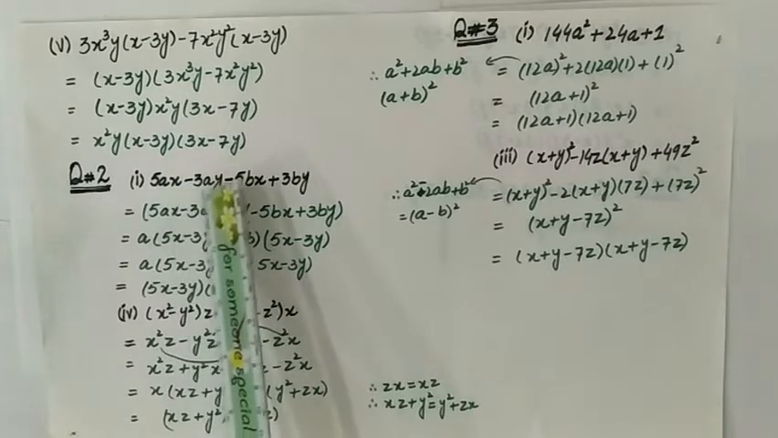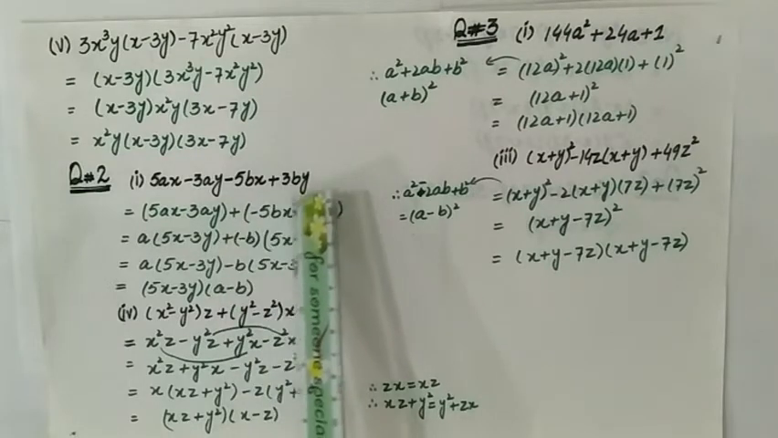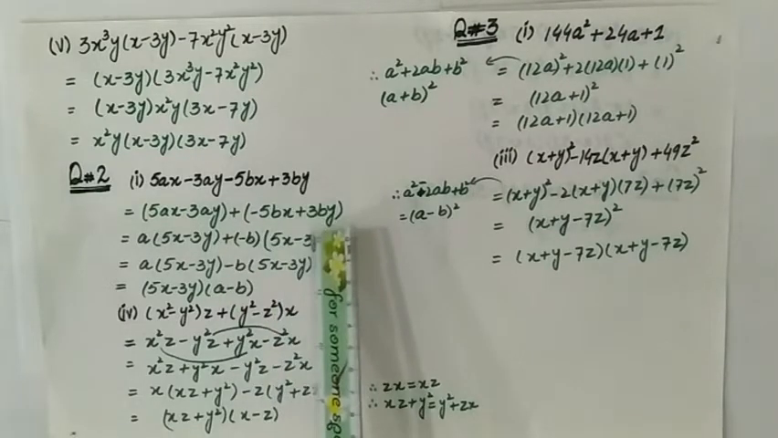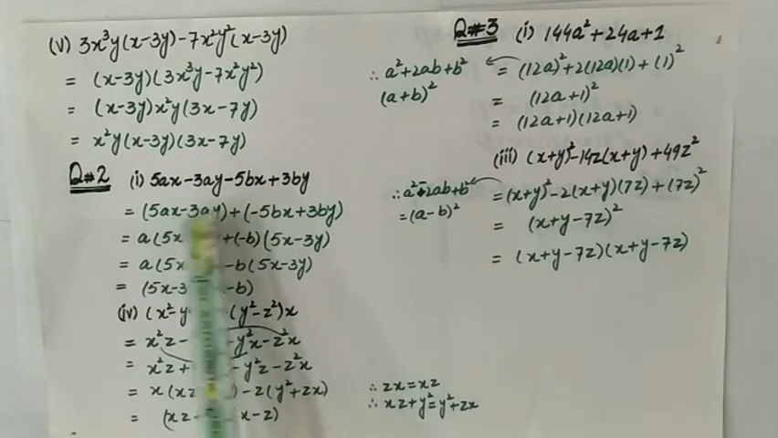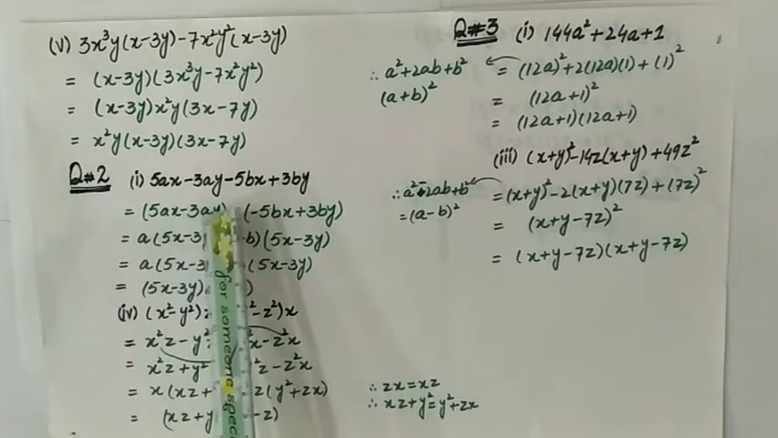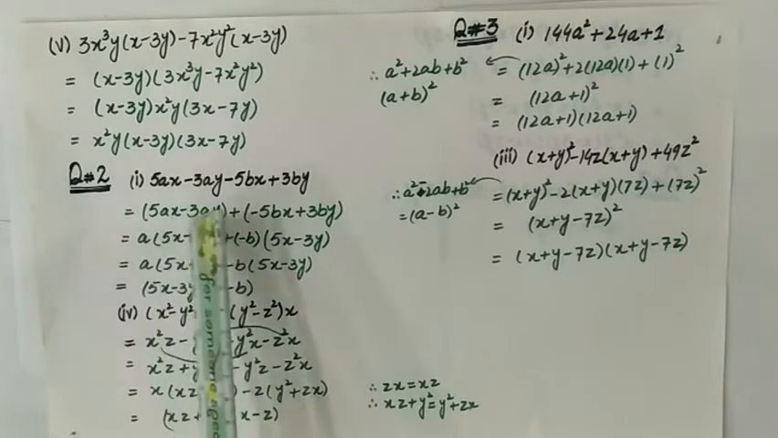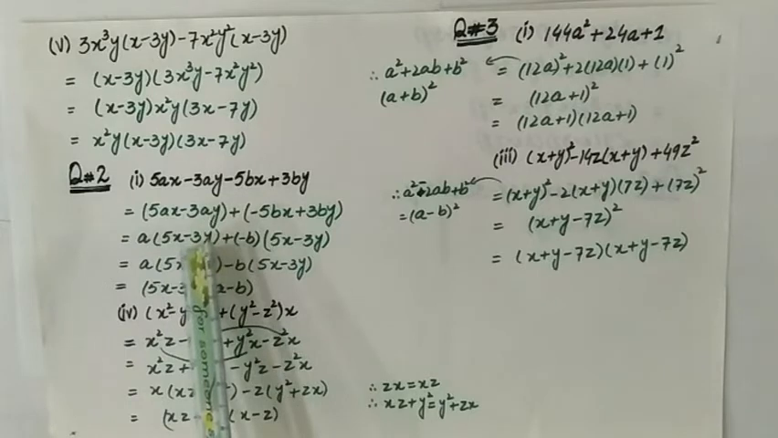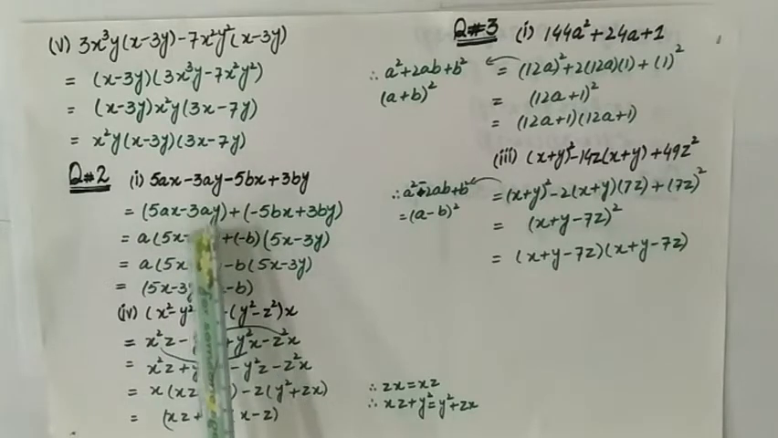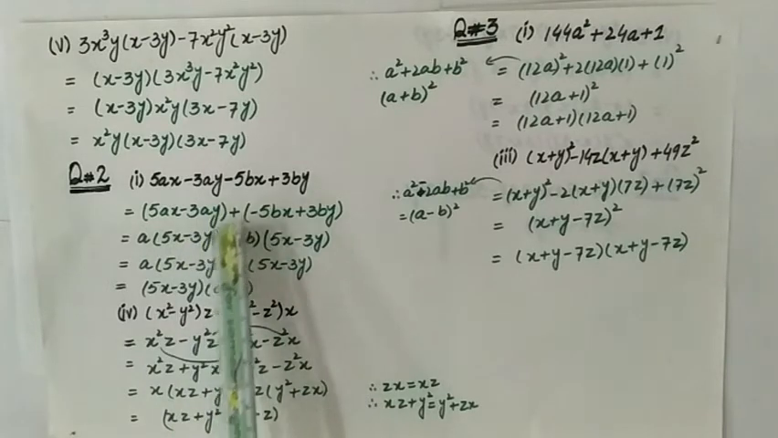First is the group of the first two terms, 5ax minus 3ay, and second is the group of the second two terms, minus 5bx plus 3by. In the first group, a is the common term, so we will take a as a common. The remaining in the first term, after taking a common, is 5x. Minus as such, as a is the common, so the remaining is 3y.